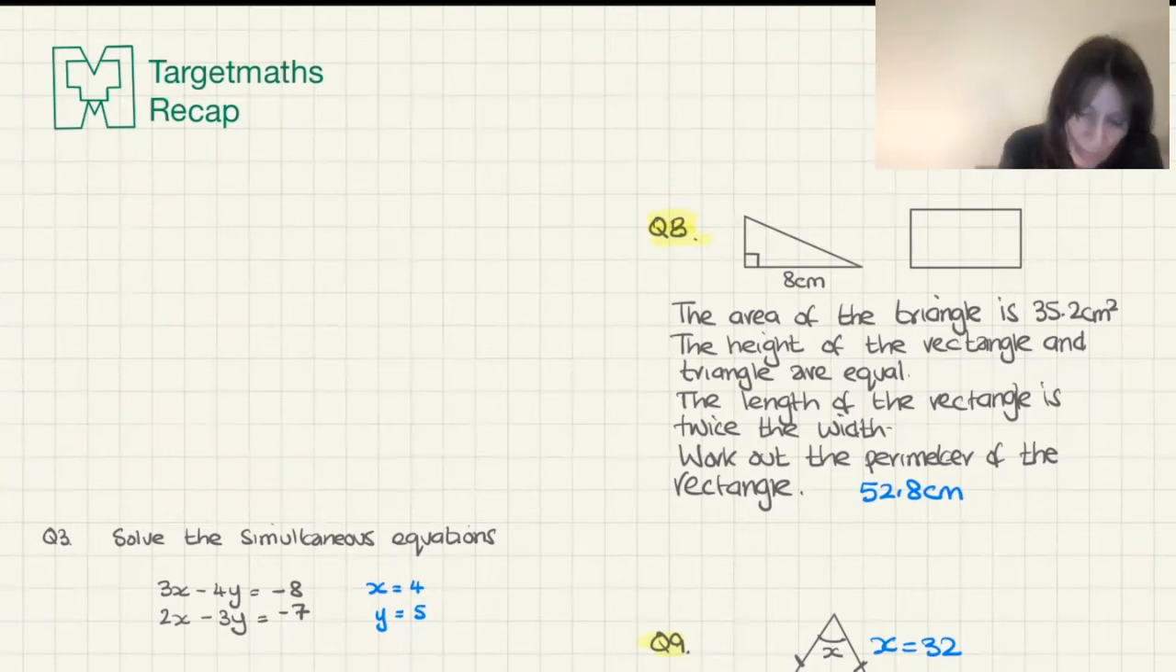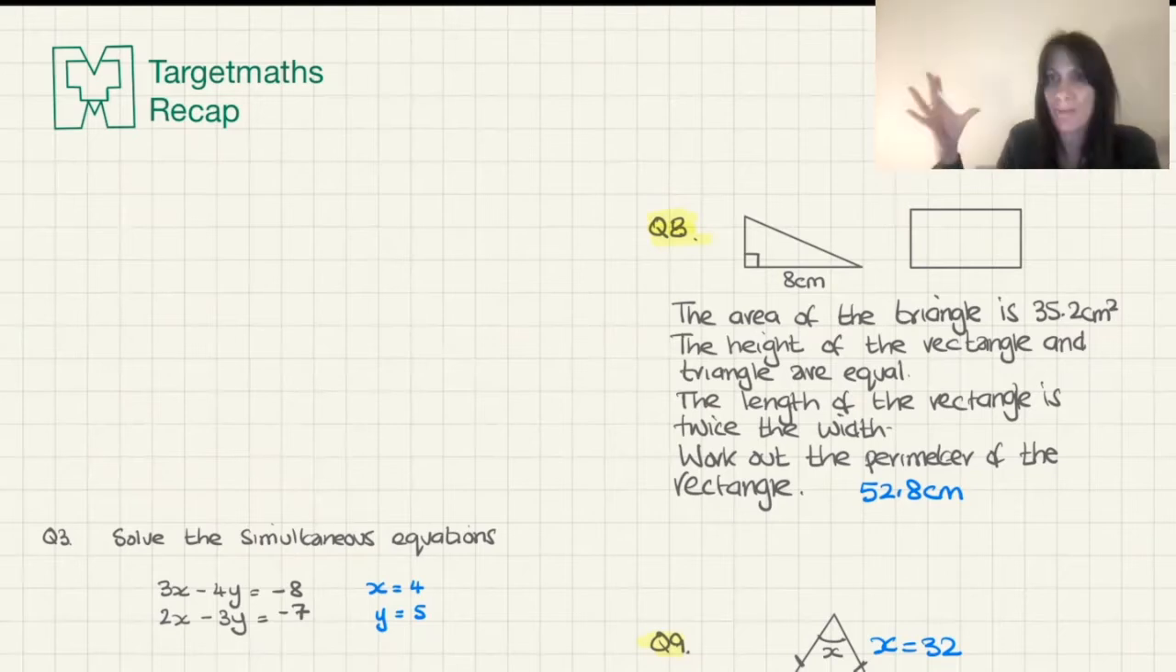Okay, so what do I know from that blurb, if you like? The area of the triangle is 35.2 centimeters. So my first key word is area.